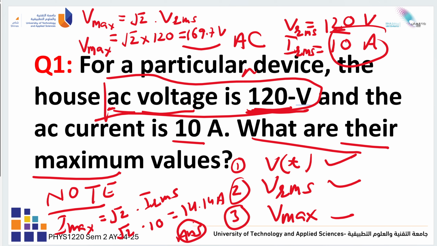So what information do you have to keep in your mind from this question? Sometimes, if they say AC voltage, it means this is RMS voltage. If they say AC current and the question does not say what type it is, you have to consider this as RMS current always.